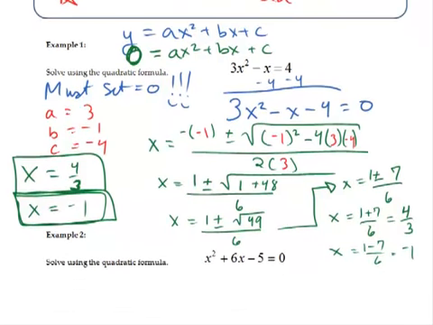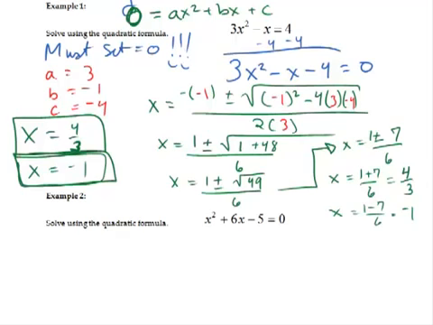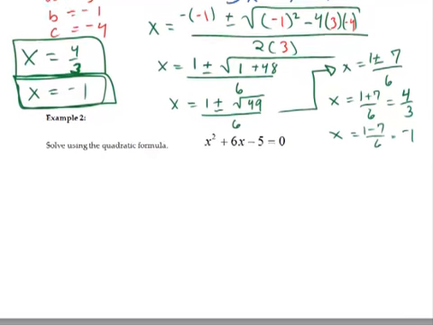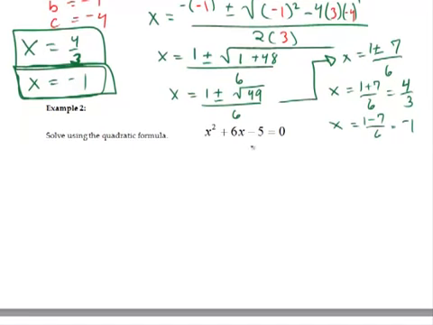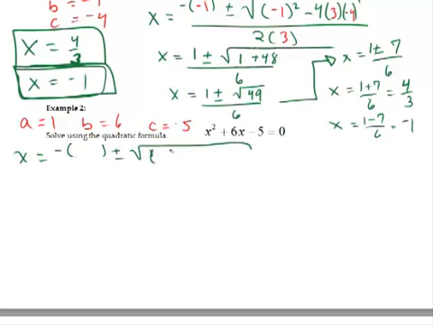All right, the next couple examples we're going to look at, they're going to be the same idea, but they're all going to have something a little different for us to watch out for. This one's already set up for us, which is super nice. So our A is 1, our B is 6, and our C is -5. Let's go ahead and start with that. X equals opposite B plus or minus square root B squared minus 4AC all over 2A.